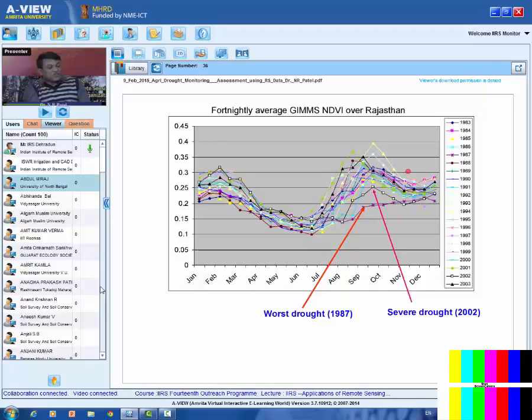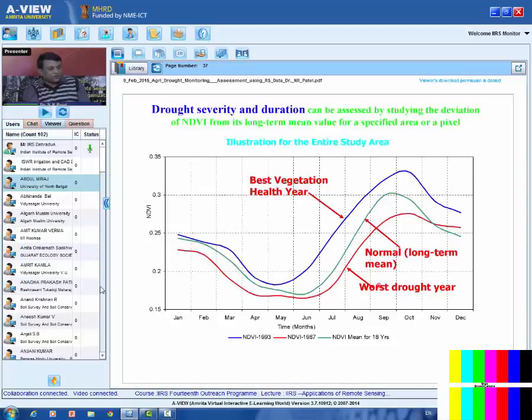Here you see the history, GIMMS AVHRR NDVI of 20 years. Now here you see the lowest. This is the 2002 drought. So here you can see it is 1987 followed by 2002. So from here one can say that 1987 was the worst drought hit, followed by 2002, and this 2003, 2001, these are all normal years. So this is the worst drought, this is the normal, above normal and average.